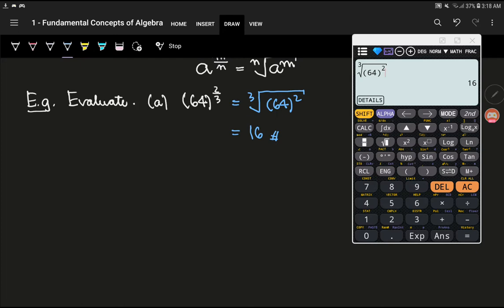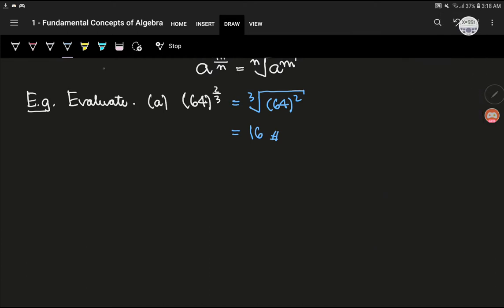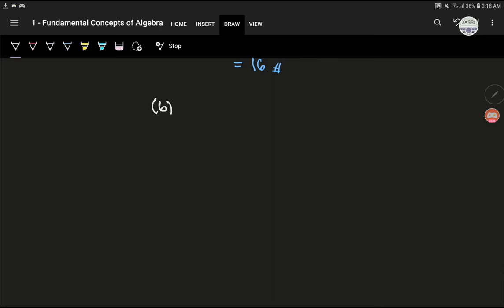Alright, another example, the second example, B: in bracket P multiply Q, close bracket, to the power of negative 1, over P to the power of negative 1 plus Q to the power of negative 1.